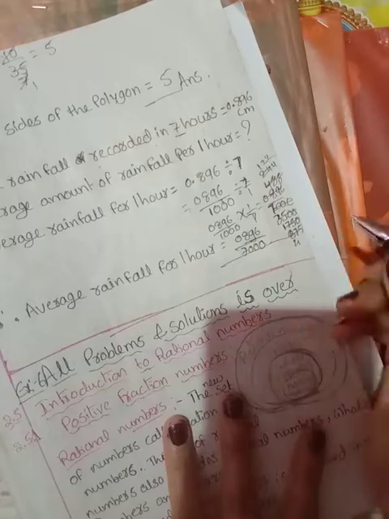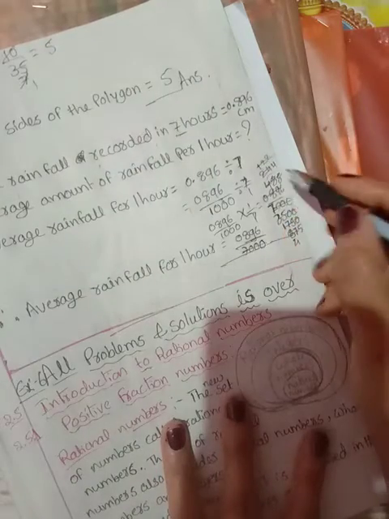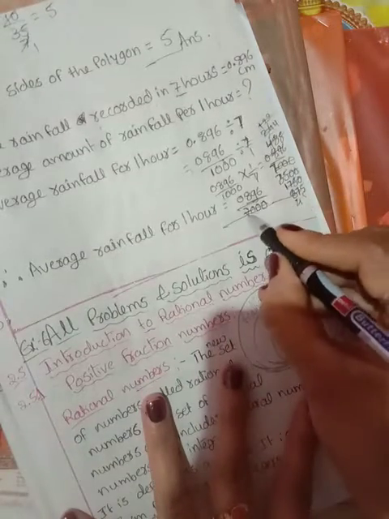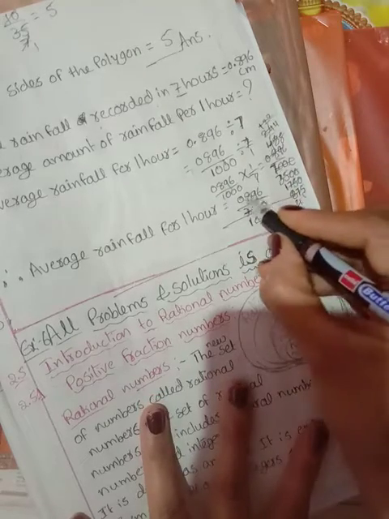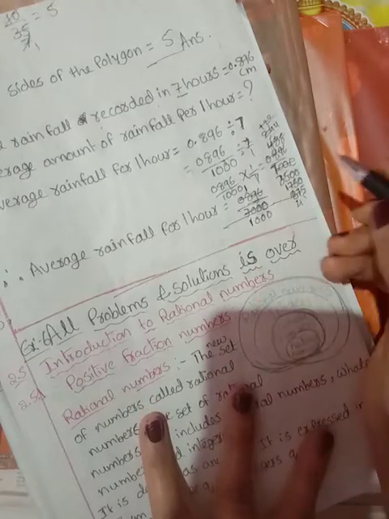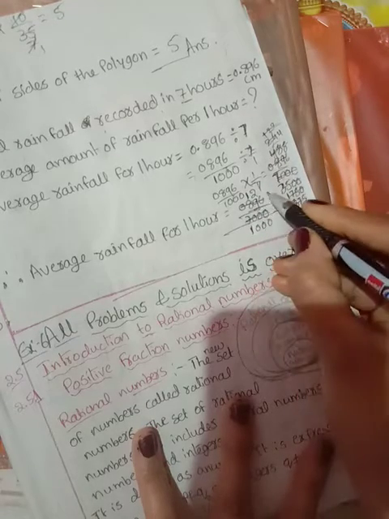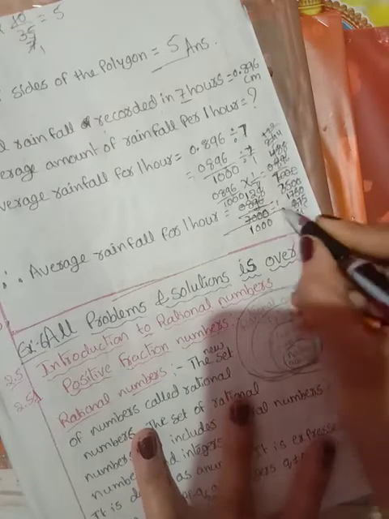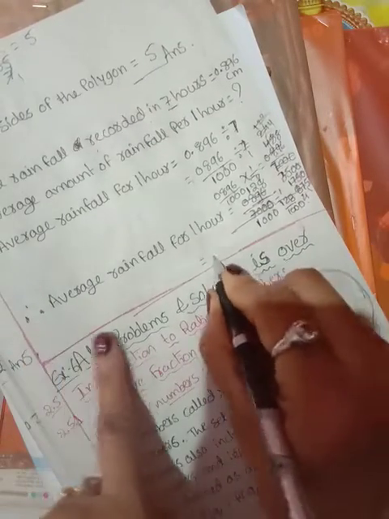Directly, the 7 table is better. Why? Because there is no space for the 2 table, so don't write it. Simplification is very hard, so the 7 table is better. 7 ones are 7, 7 twos are 14, 7 eights are 56. So it becomes 128 by 1000.